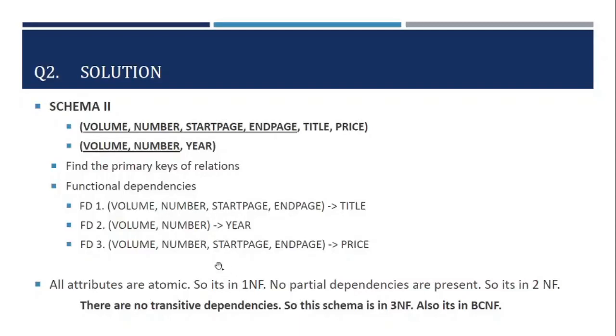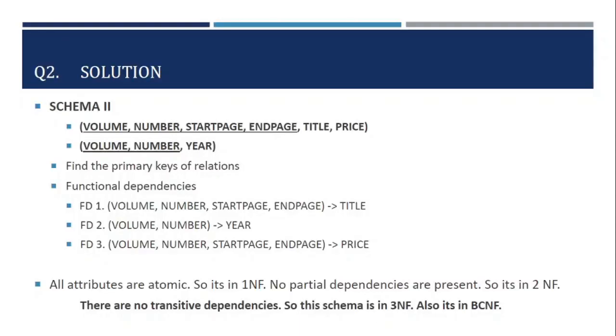Now let us consider whether the schema is in 3NF. Title depends directly on the primary key. Price depends directly on the primary key. Year also depends directly on the primary key. So there are no transitive dependencies present in this schema. Since there are no transitive dependencies, this schema is in 3NF.